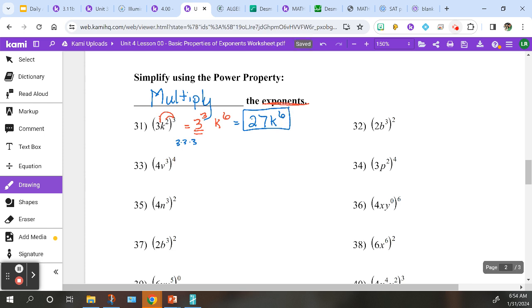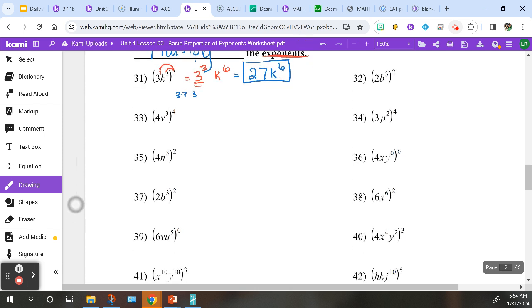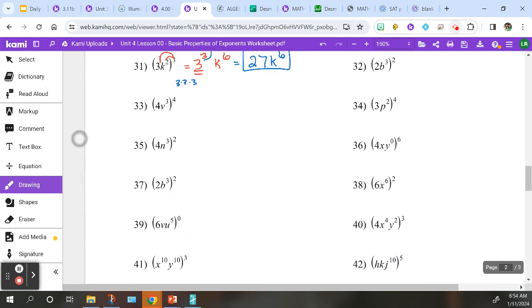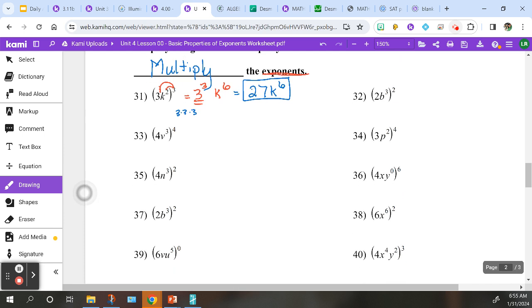Okay. Let's go ahead and look at, make sure to take a peek at all these. Okay, let's look at number 33. Number 33.